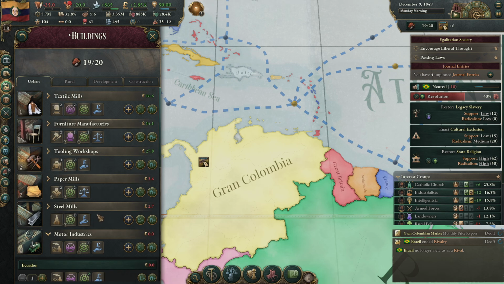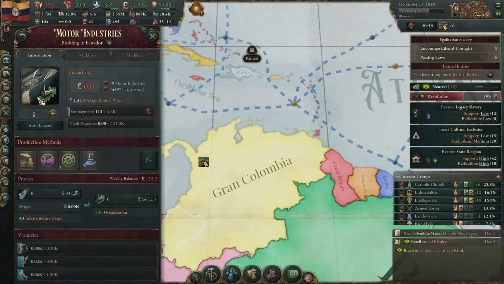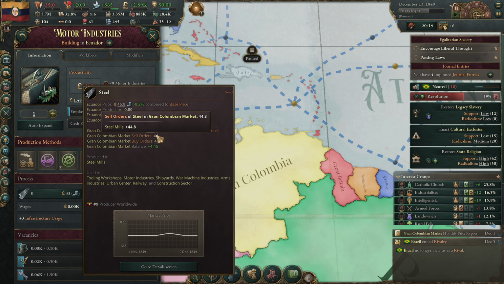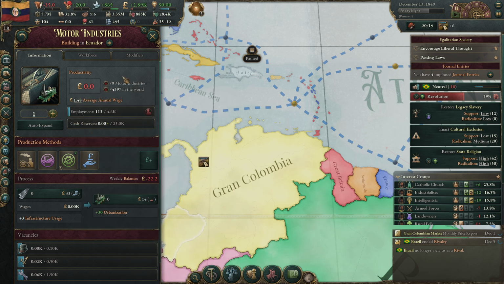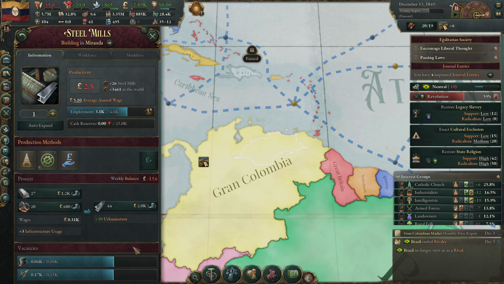Make everything working. So one motor industries is using how much steel? 30. I am making 44. What a weird number. Why is that a weird number? Because people are not working here. So we are going to make more. We are going to make 65.